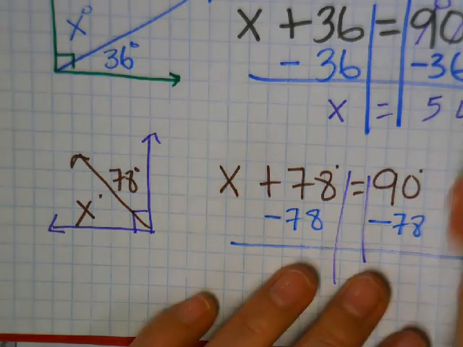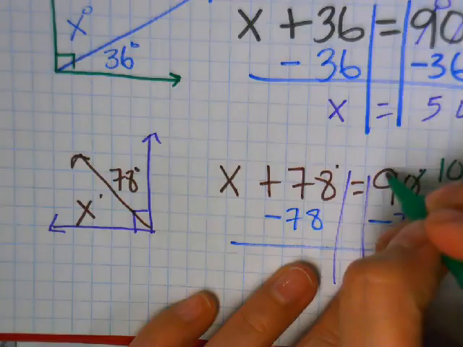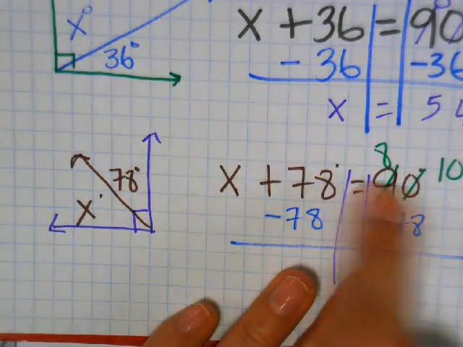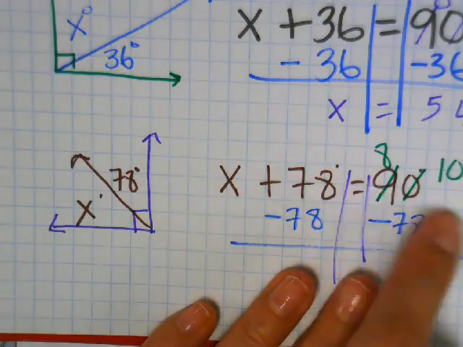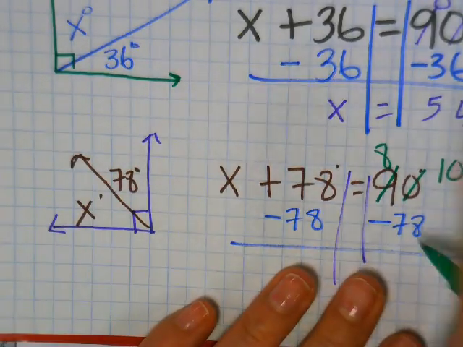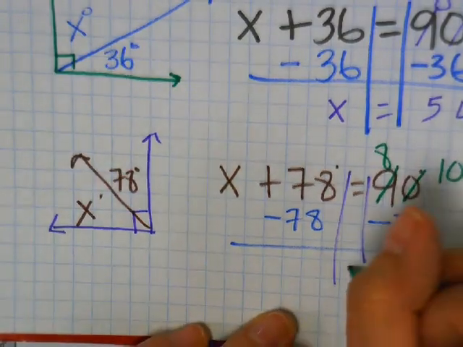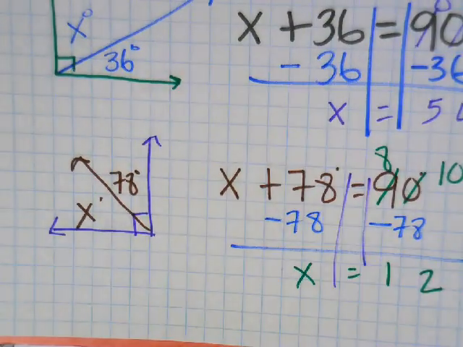Okay, this becomes a 10. This becomes an 8. Today, it's always going to be 8 and 10. These always are going to be this. Okay, what's 10 minus 8? 2. And 8 minus 7? 1. So x equals 12. Easy? All right. Let's leave you with this problem while I go and collect homework.